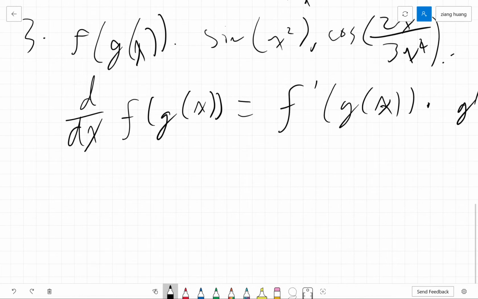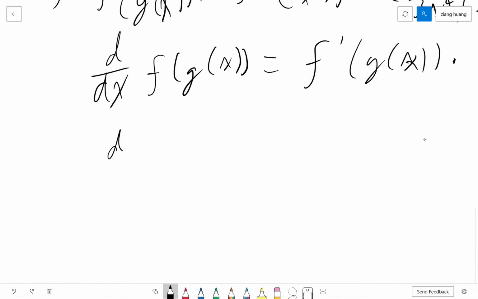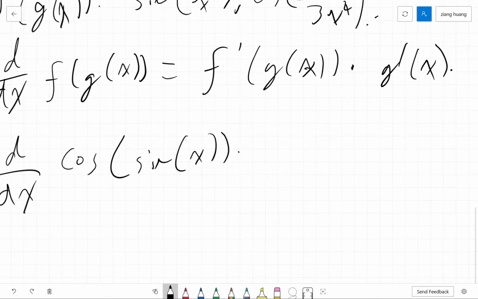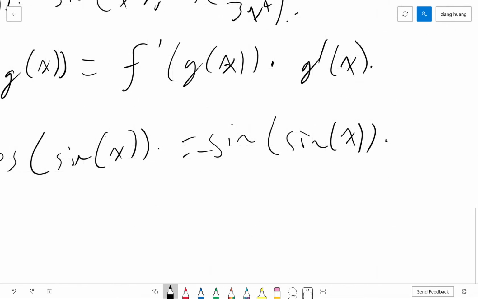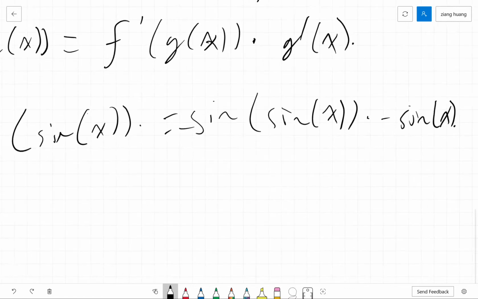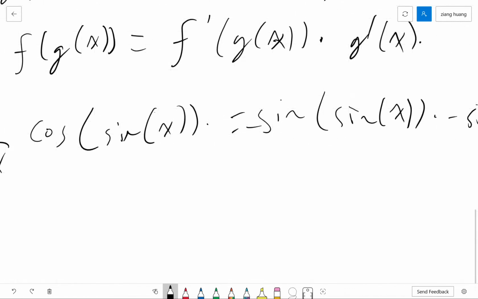This is very simple. Let me provide an example. Let's say we want to differentiate cosine of sine of x. This would seem very complicated, but by the chain rule, this is simply equal to negative sine of sine x, multiplied by the derivative of sine x, which is cosine x. So now this is very simple. You take the derivative of the outer function, put the inside back in, and multiply by the derivative of the inside.